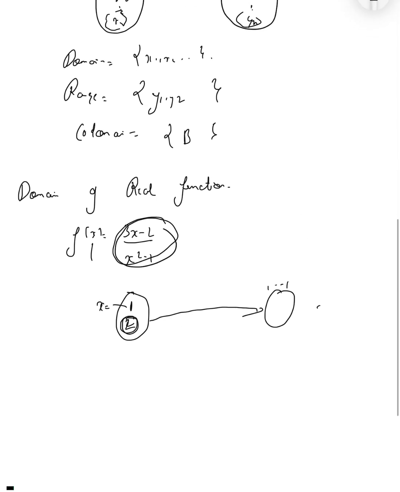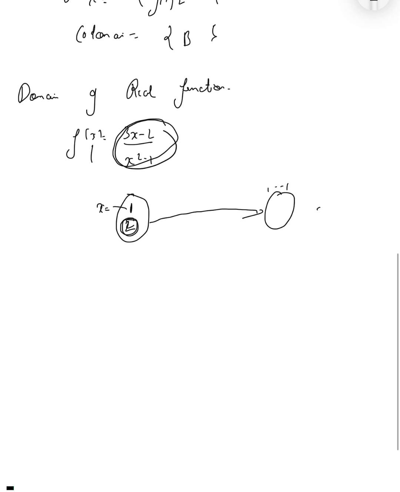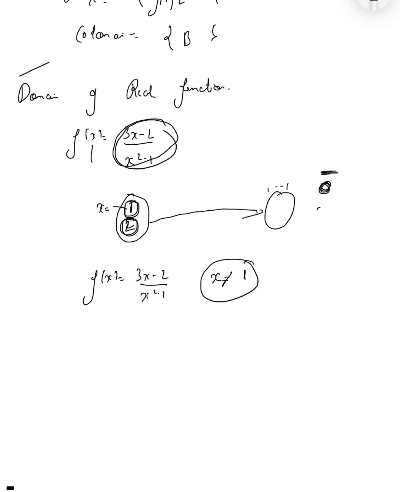For example, what is the domain of the real function? We know that f(x) = (3x - 2)/(x² - 1) is not going to be defined at x = 1, because at that time the denominator is equal to 0. So here the domain is going to be all the real values except x = 1. We can't put x = 1, as at that time the function is of the form anything by 0, which is not defined.